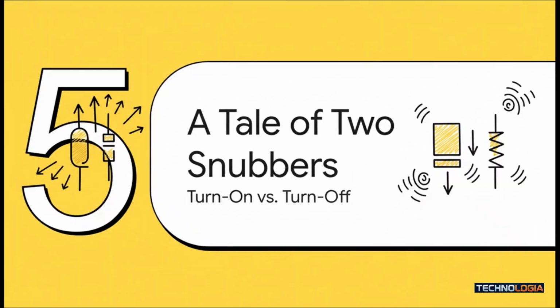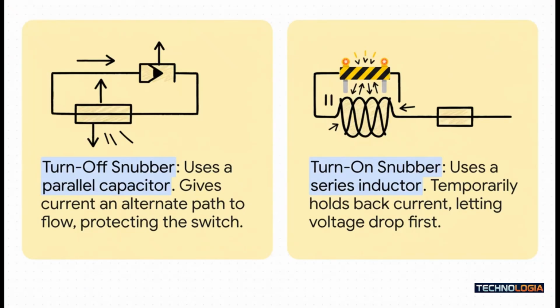Now, what's really interesting is that the problems you face when turning a switch on are actually different from the problems you face turning it off. So, naturally, engineers came up with different strategies for each part of the process. And this really breaks down the 2 main game plans. When you're turning the switch off, the snubber will often use a capacitor. You can think of a capacitor as like a tiny, super fast charging battery. It just gives the current a safe place to go for a split second.